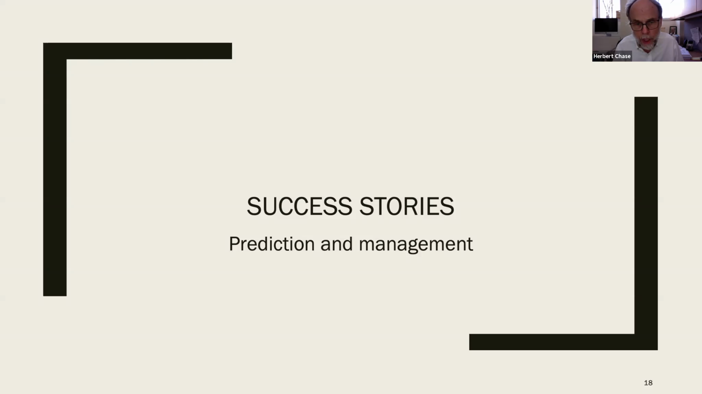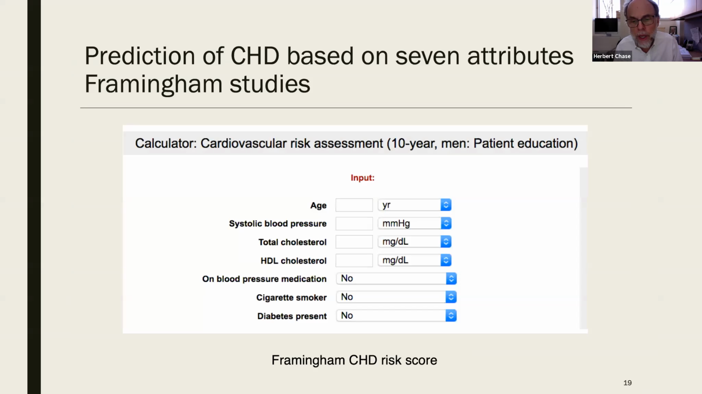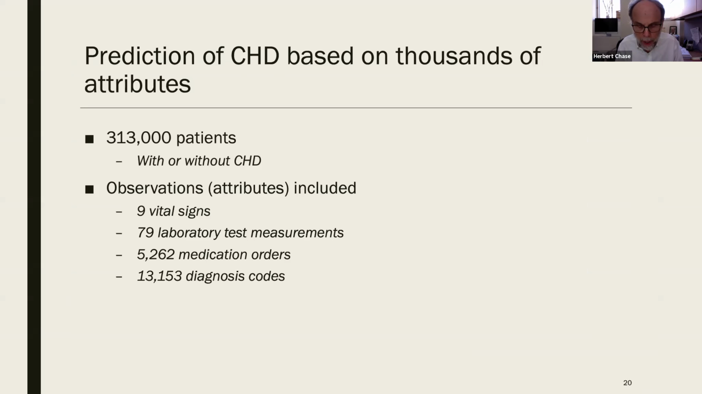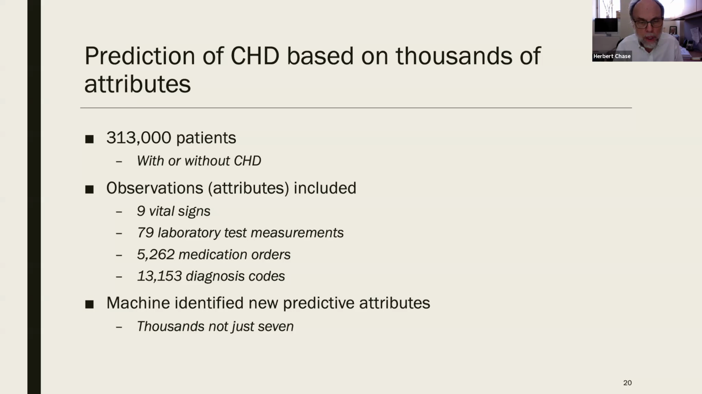I'll give you one example, a local example. This is the classic Framingham example where you can go onto the web now and plug in your numbers, age, blood pressure, et cetera. It will give you a probability of having a heart attack in the next 10 years. But there clearly have to be more than 7 attributes that are predictive. As an example, one of my colleagues, Noemi El Haddad, looked at 300,000 patients here with and without coronary heart disease. They looked at everything, medication orders, diagnostic codes, vital signs, et cetera, and they came up with a predictive model which also identified new attributes.